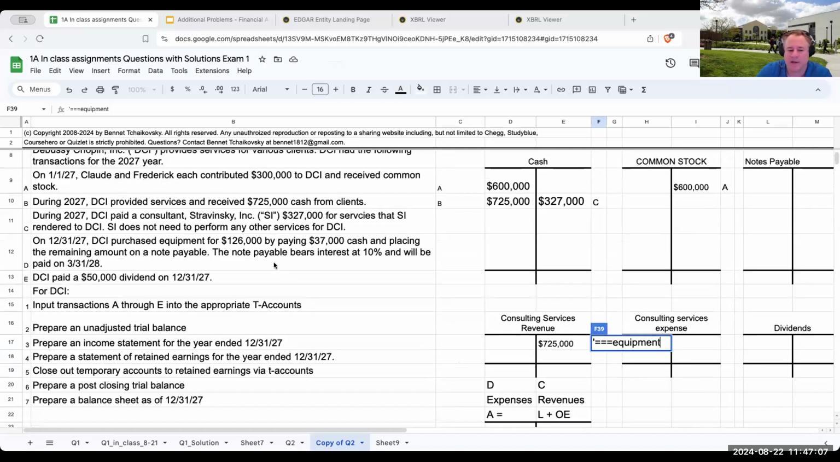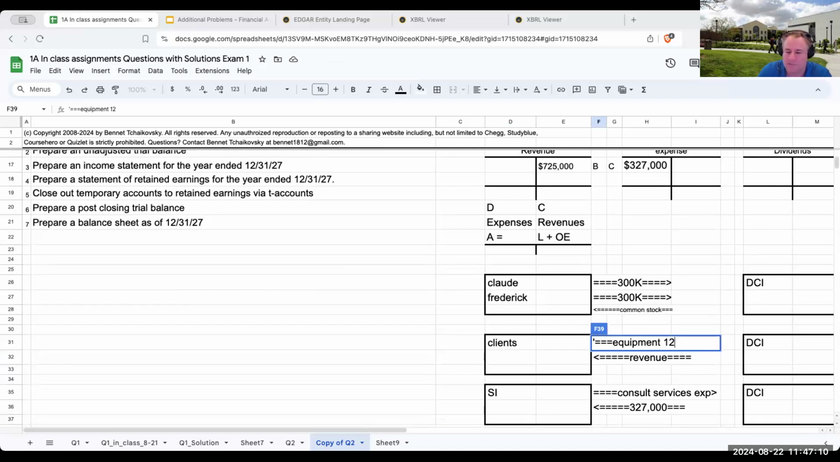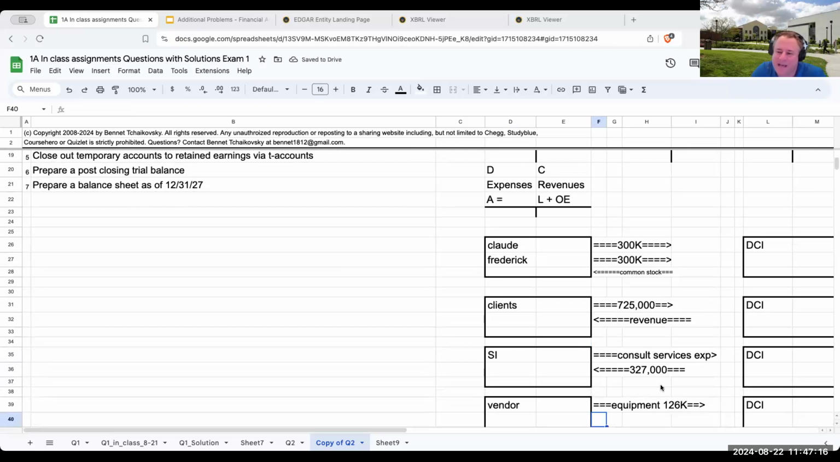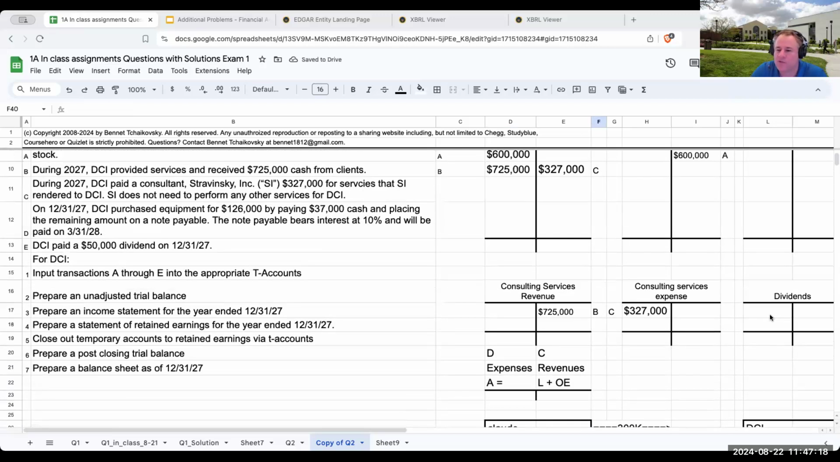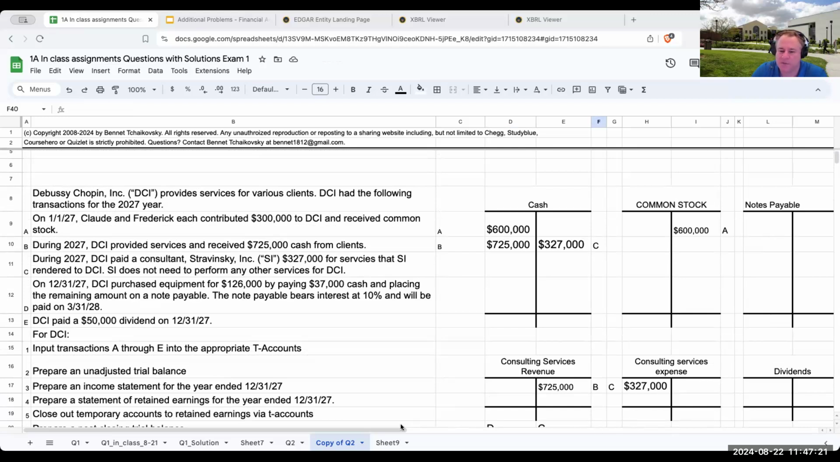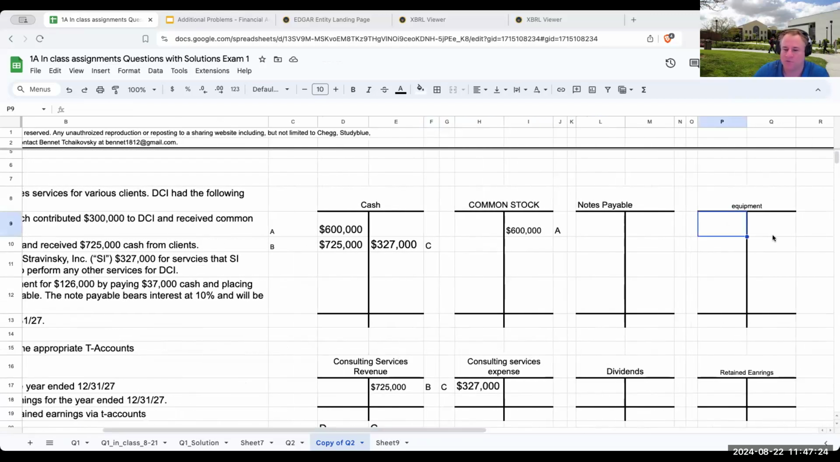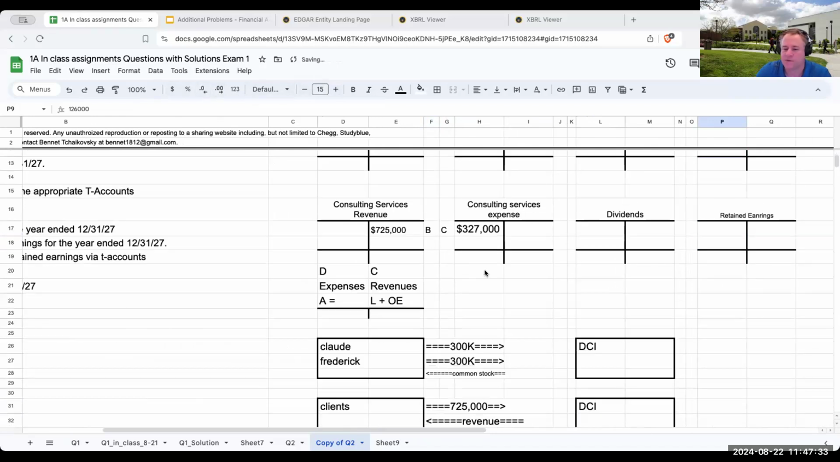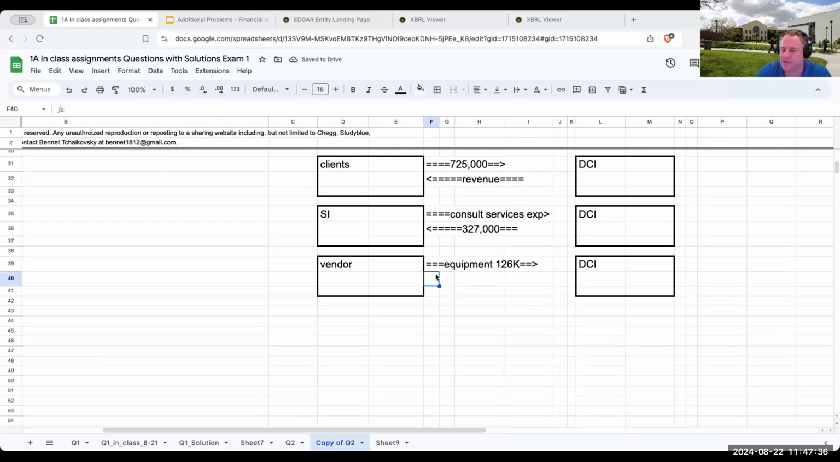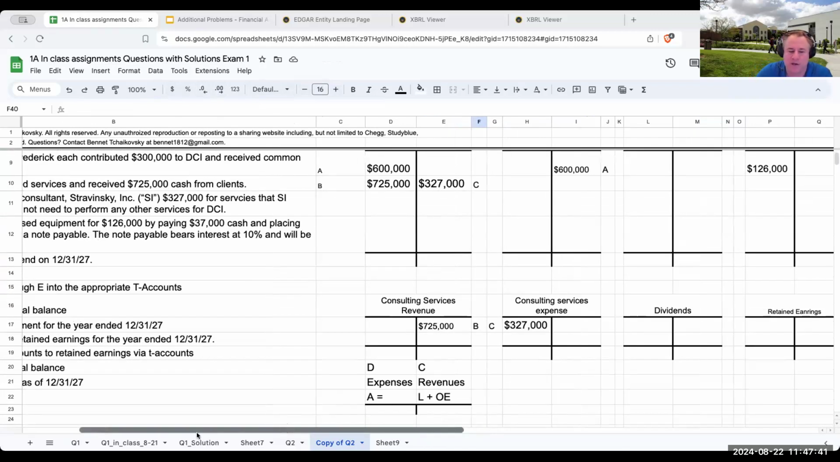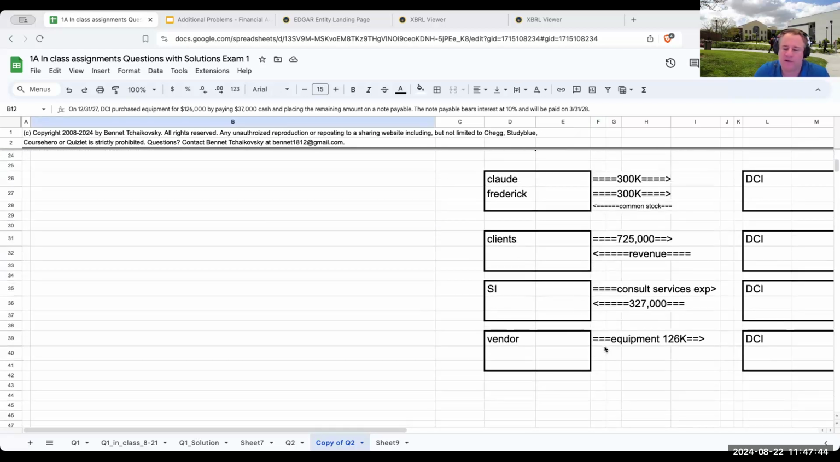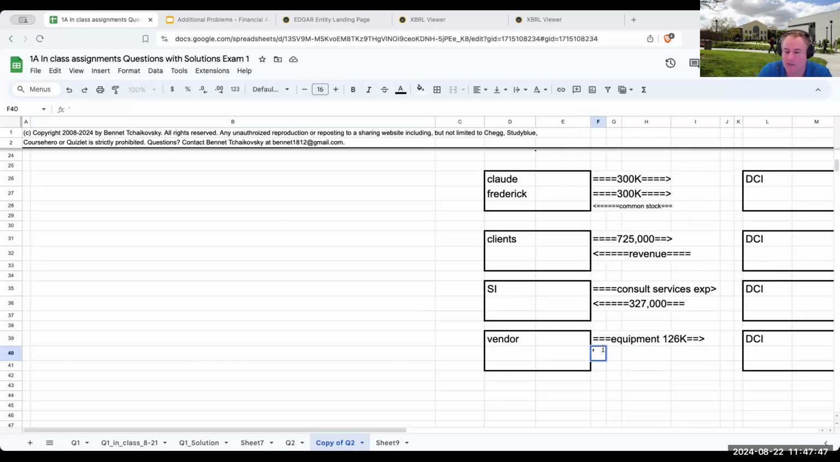And this equipment is over here for 126K. So equipment is an asset, right? So I'm going to show that increase to an asset with a debit. Okay, so I need to find equipment. Perfect. Now, the question becomes, if I'm debiting equipment for 126, how am I paying for that equipment? Well, it tells me over here that I'm paying 37,000 cash, right? So coming over here.